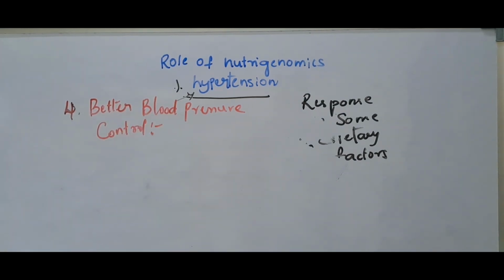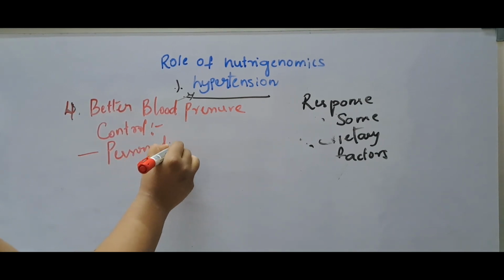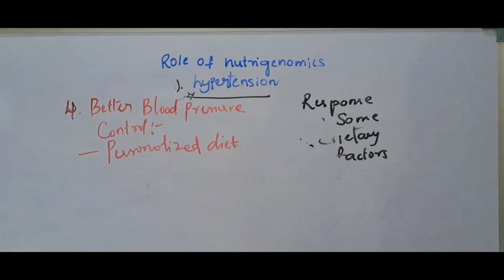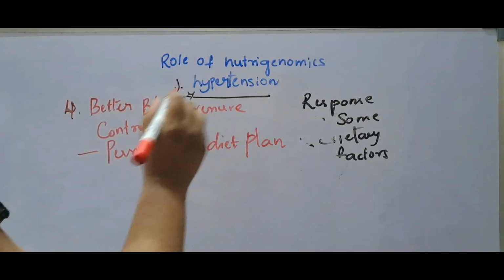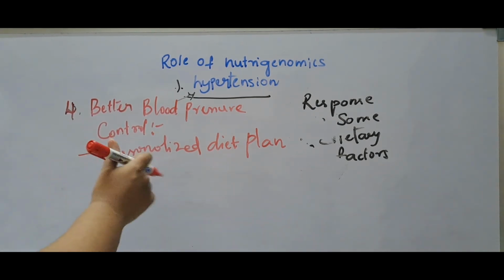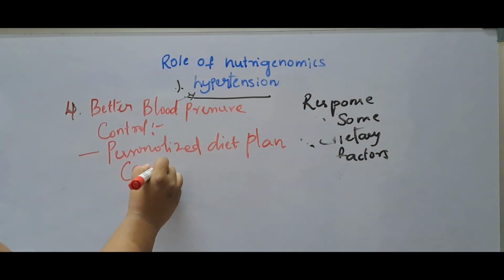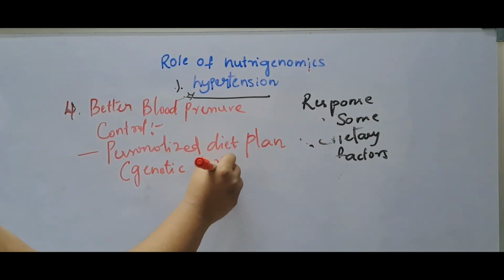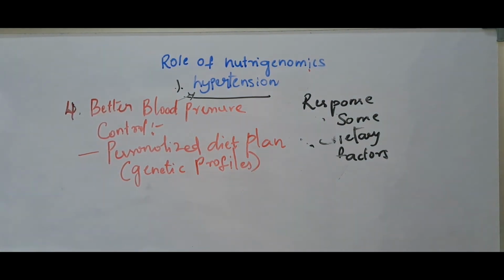So in better blood pressure control, obviously we need to prepare a personalized diet plan. Personalized and customized diet plans, which are mainly based on their genetic profiles. When we are talking about nutrigenomics, that's why I'm mentioning genetic profiles. That means if some members have allergens, which is also a genetic variation, right? So for that also we need to include it.